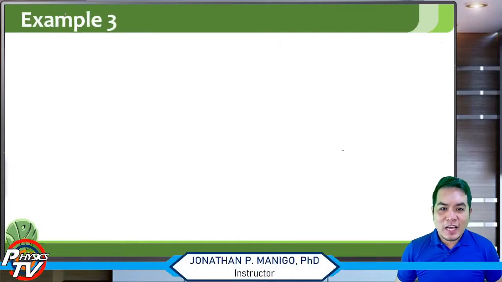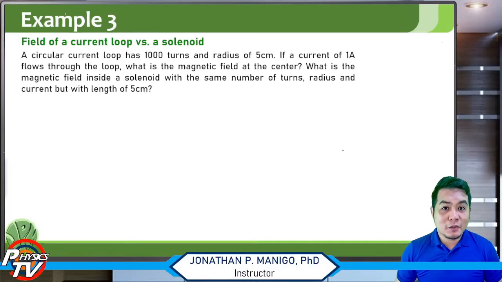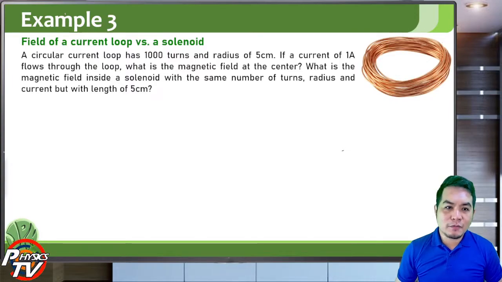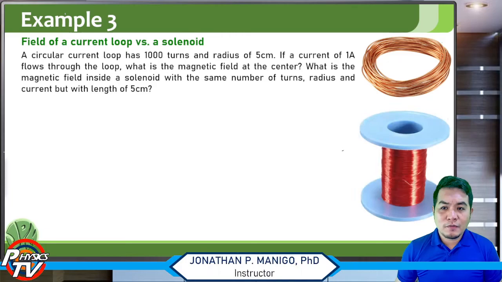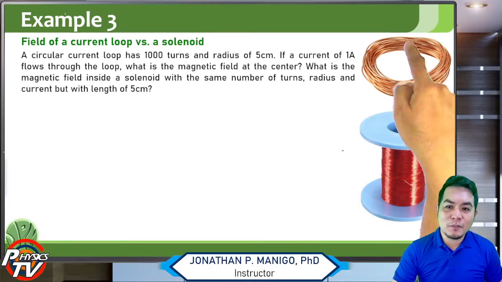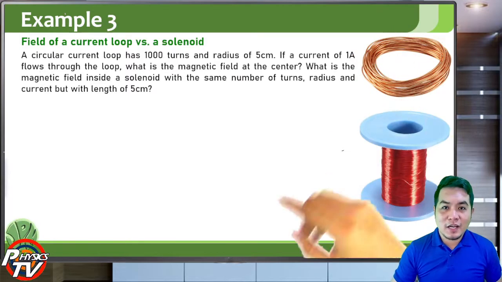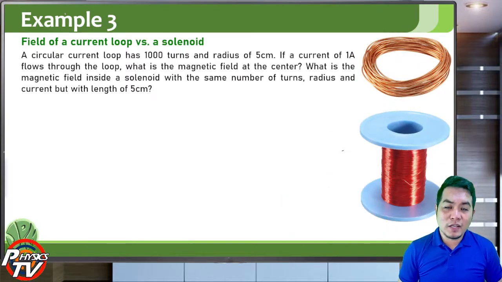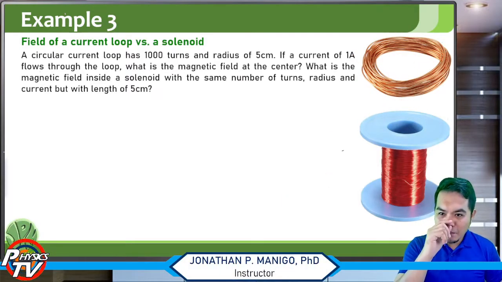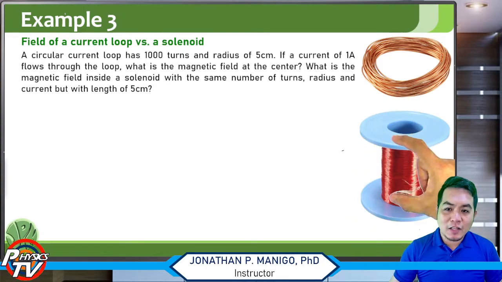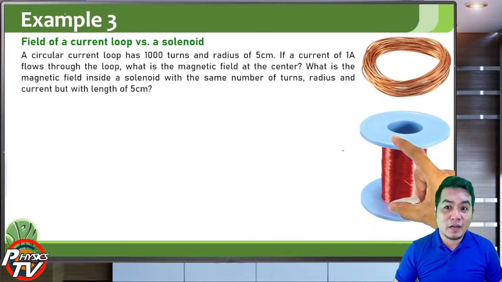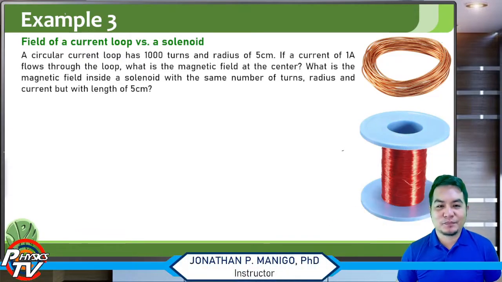Let's have another example for a current loop and a solenoid. So let's try to find the magnetic field of a current loop versus a solenoid. This is just the main difference of a current loop and a solenoid. A current loop is basically just a loop of a wire. It has no specific length. But if your current loop now has a certain length, it now becomes what we call a solenoid. So basically, a solenoid is a current loop.